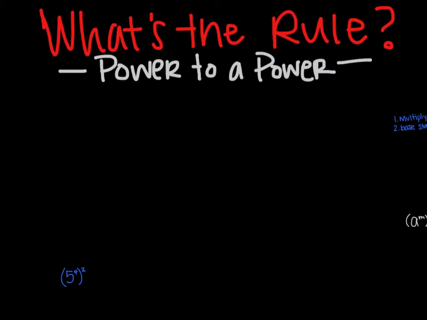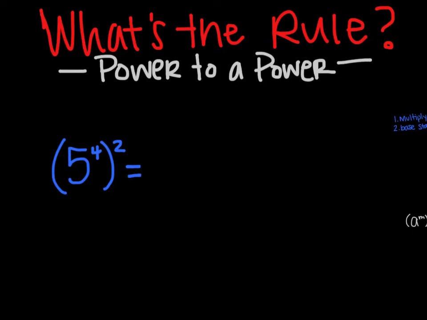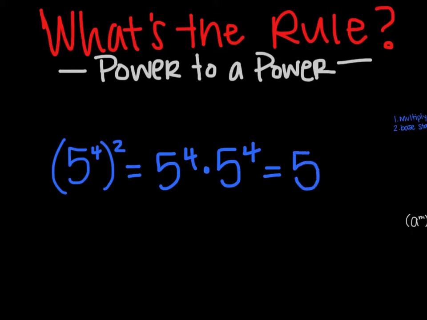So the first thing is, what is the rule when you're talking about a power to a power? I'm going to give you an example here first. This is the why behind why it works. So here we have 5 to the 4th squared, and that's really 5 to the 4th times 5 to the 4th. And we know that when we're multiplying powers with like bases, we learned yesterday that we could add the exponents together, so we get 5 to the 8th power.